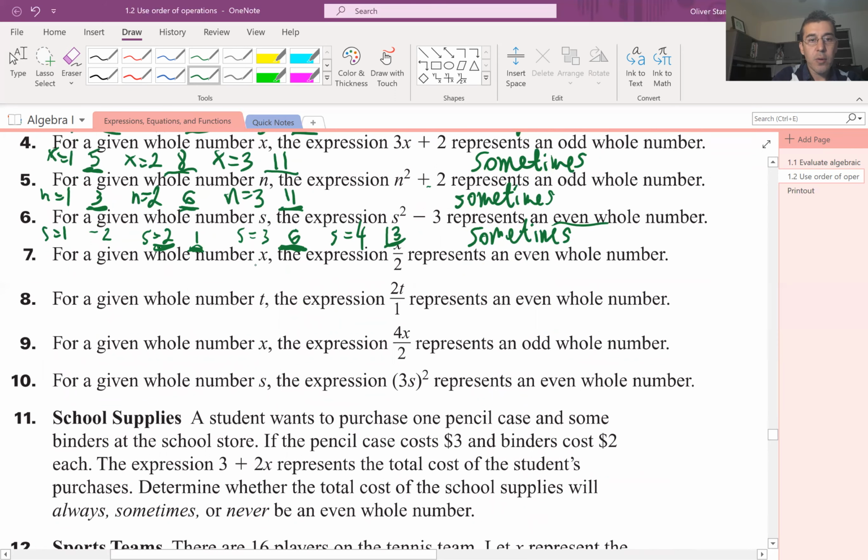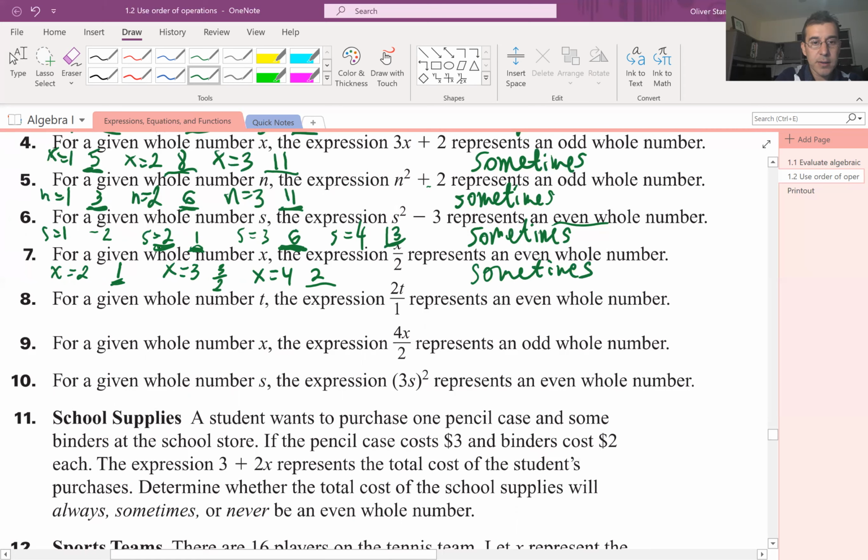Next, number 7, for a given whole number x, the expression x over 2 represents an even whole number. So if x is, let's say, 2, 2 over 2 is 1. If x is 3, we get 3 halves. If x is 4, we get 4 over 2, or 2. So even, yes, but sometimes, right? Here we have an odd number. So this is sometimes. So 7 is sometimes.